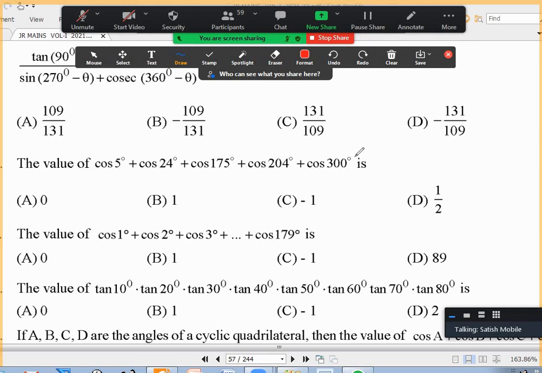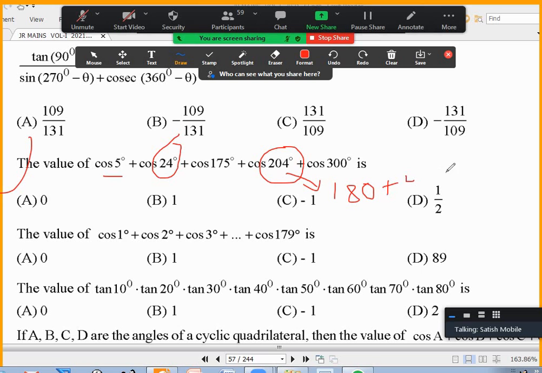Now, sometimes you'll find this kind of question. You don't know what is the value of cos 5 degrees, cos 24, and all those values. But is there any connection between 24 and 204? Yes, sir. 204 you can write as 180 plus 24. And cos of 180 plus theta is minus cos theta. Similarly, the first and third terms cancel, so we get 0, sir.